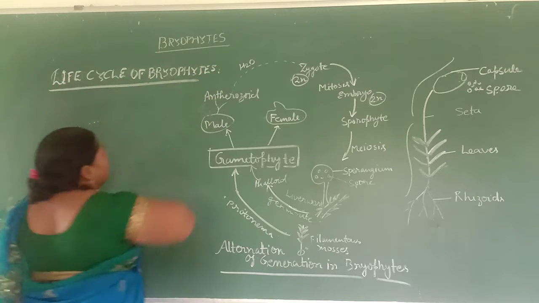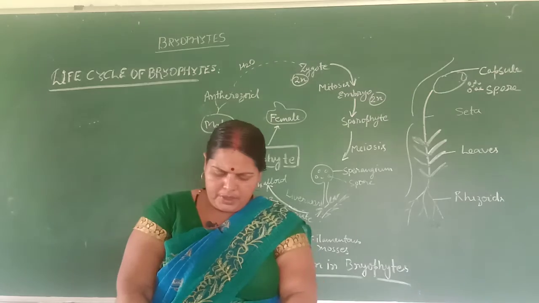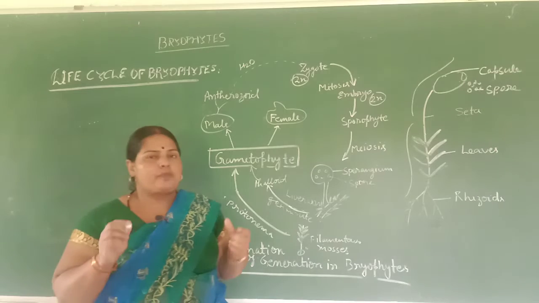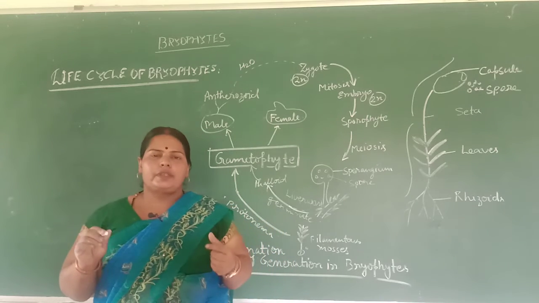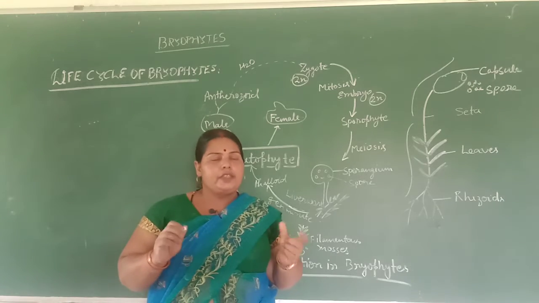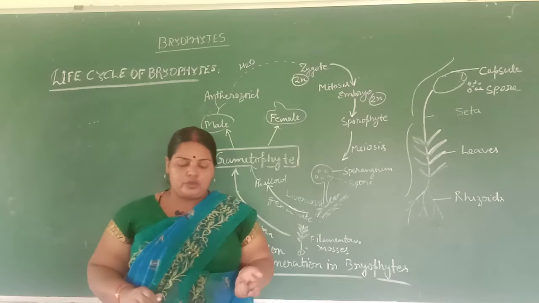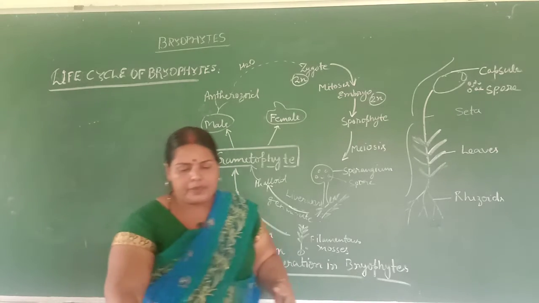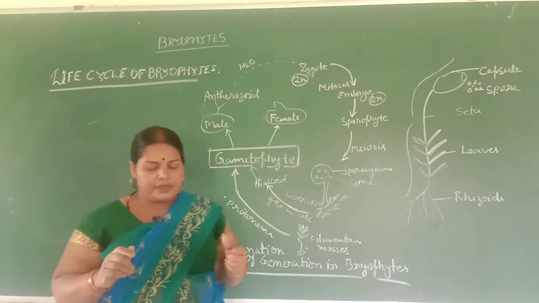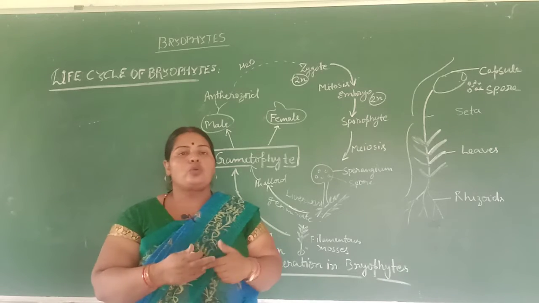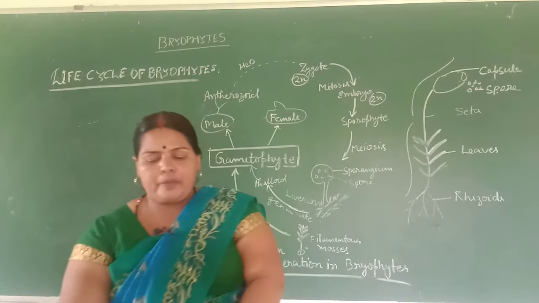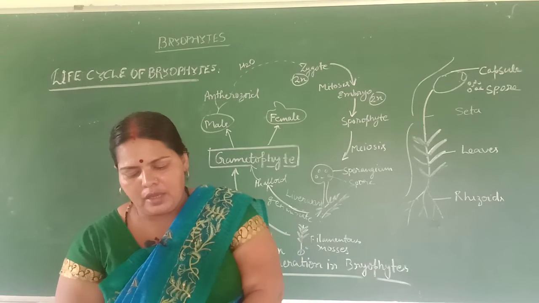Life cycle of bryophytes. Students, you see that bryophytes have a multicellular sporophyte that lives on the haploid gametophyte. Second, the dominant phase is the gametophyte, and the sporophyte is found on the gametophyte. Third, bryophytes are found in the haploid stage of the plant.